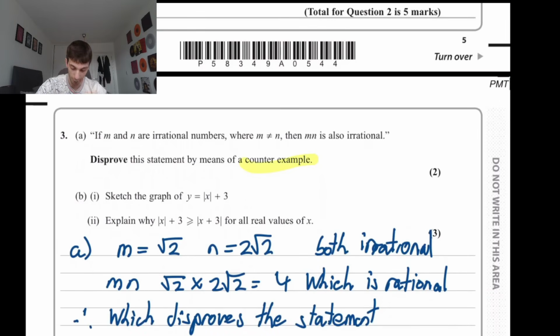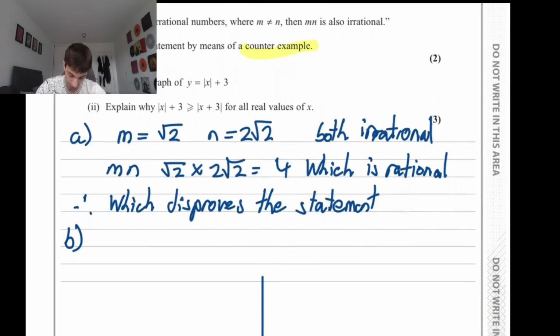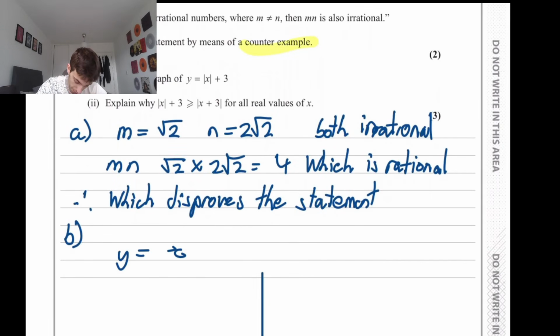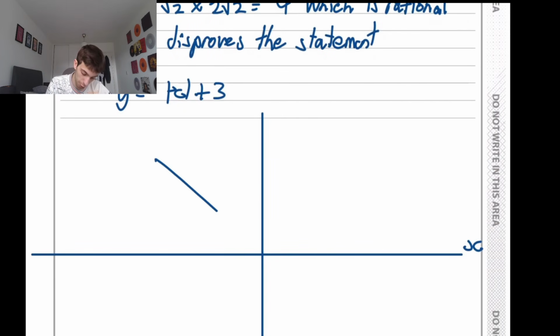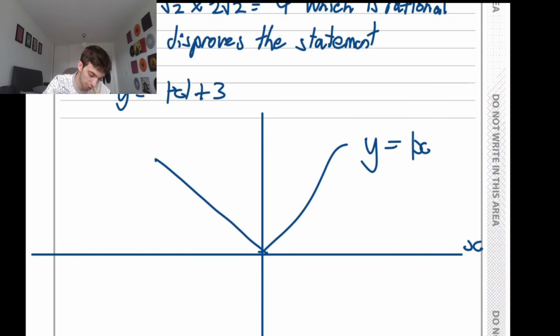Okay, so on to part b(i), we have to sketch the graph of y equals the modulus of x plus 3. So what we're sketching is y equals the modulus of x plus 3. Let's take this step by step. First things first, let's just draw out the modulus of x graph. That's just y equals the modulus of x.